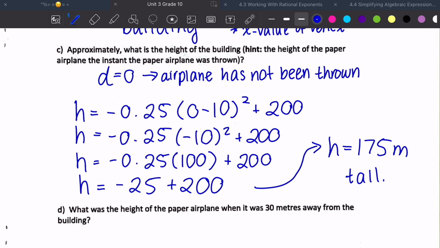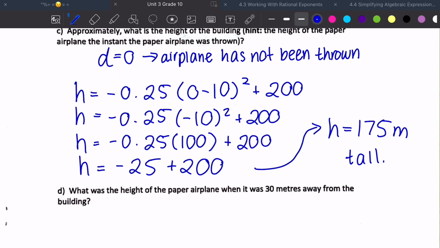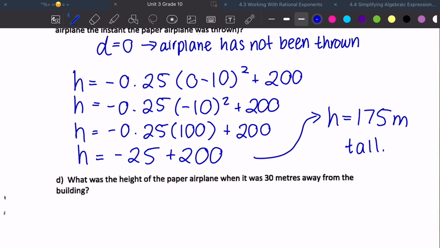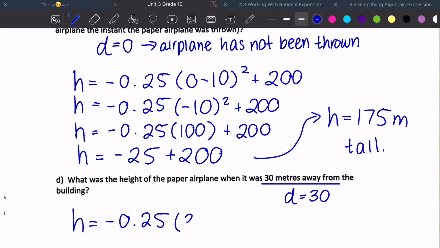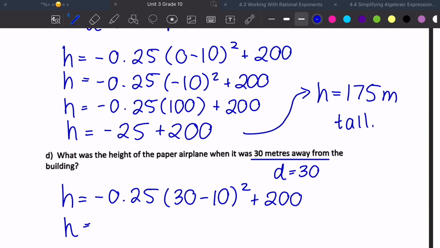Is that okay? So the building height is just in terms of distance. The plane hasn't traveled anywhere, so it's at 0. That's all it's saying. If they specifically tell you, well, what's the height of the airplane when it was 30 meters away from the building? 30 meters away just means d equals 30. So I'm just going to redo these same steps, but rather than plugging in 0, I'm plugging in 30. Which, when we do that, we end up getting a bigger square.